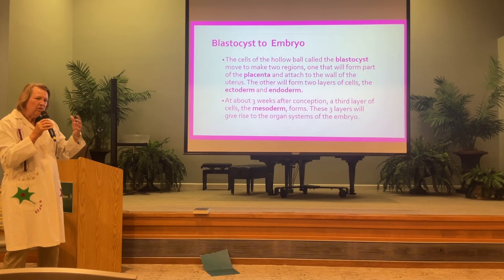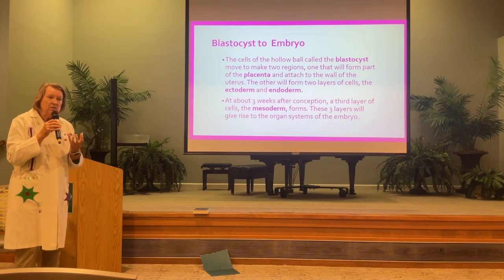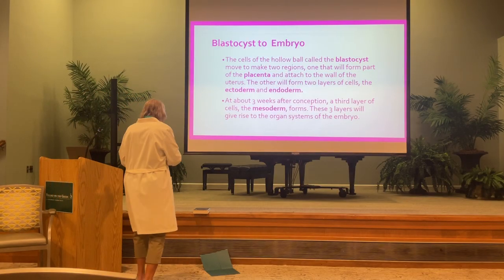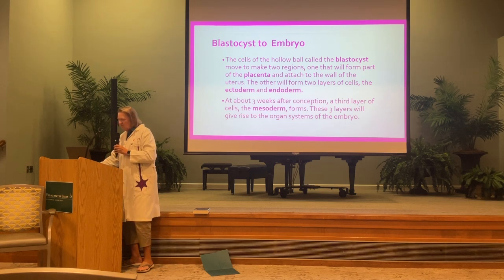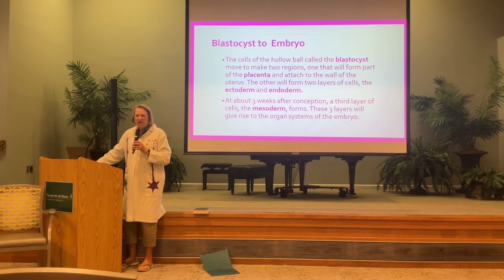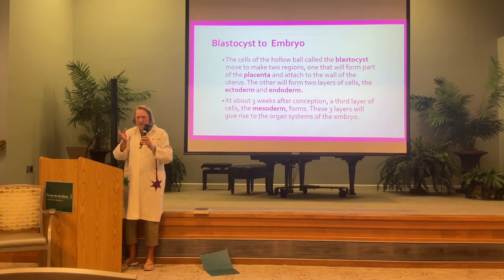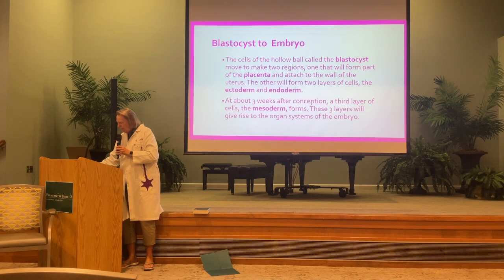So altogether there are 3 layers of cells in this developing fetus, and that's where all of the organ systems will develop from. So you can see there's a lot of differentiation, a lot of changing in the cells. They're no longer all like they were when they were in a ball. Now they're becoming different from each other.